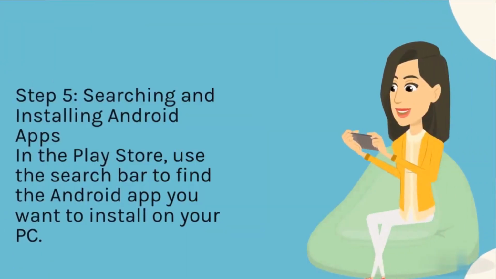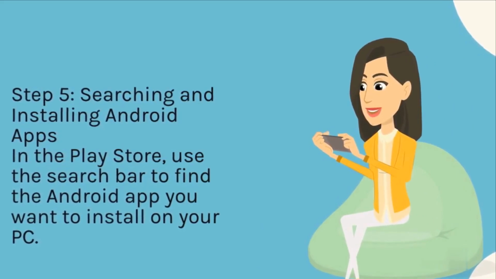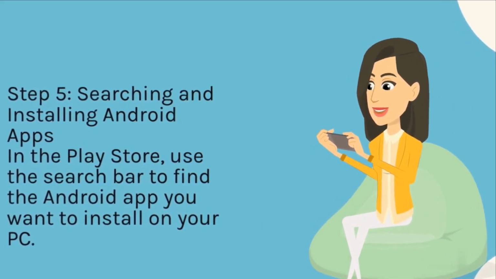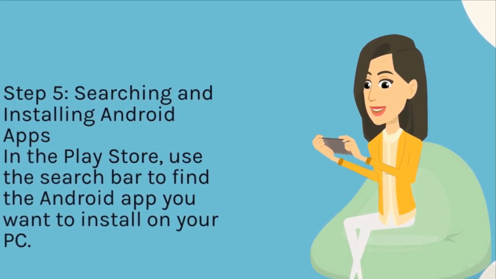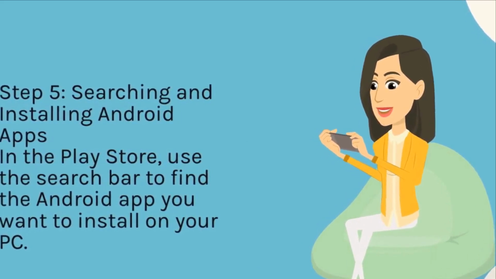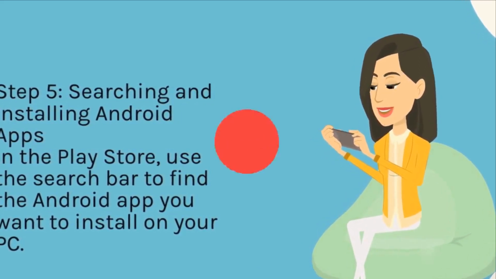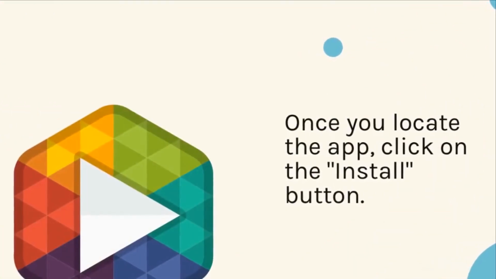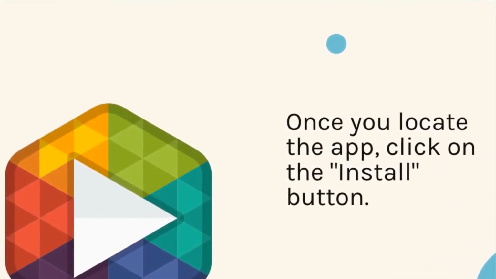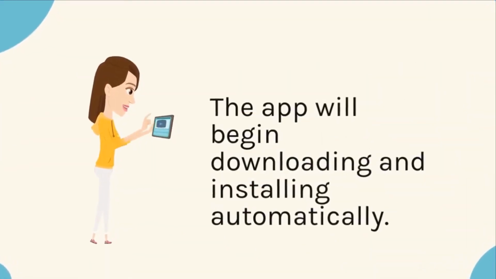Step 5. Searching and installing Android apps. In the Play Store, use the search bar to find the Android app you want to install on your PC. Once you locate the app, click on the Install button. The app will begin downloading and installing automatically.